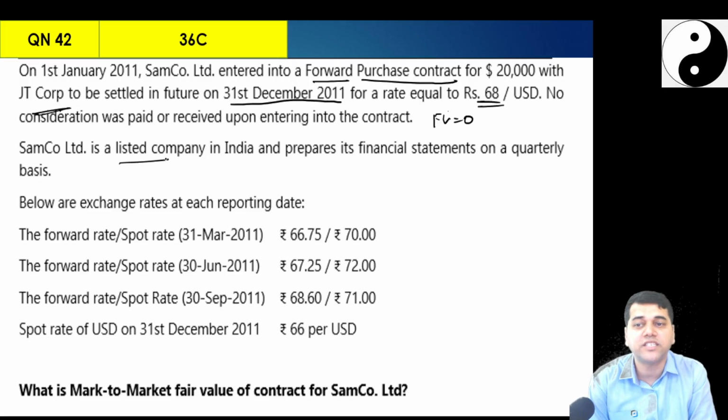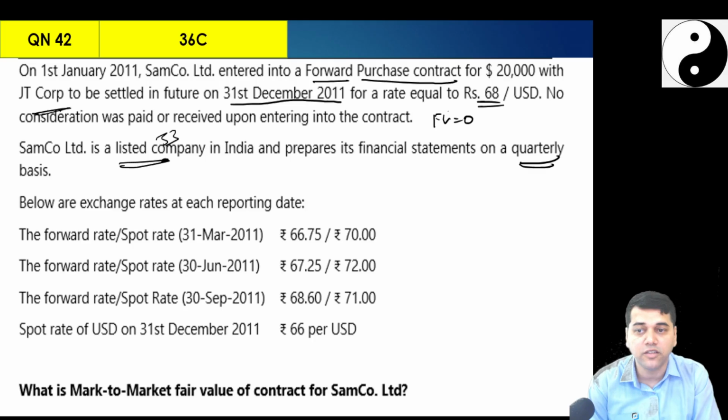Samco Limited is a listed company. What happens? Why is this information important for me? Ind AS 33 becomes applicable. Quarterly financial statements, you are listed. The moment you have to prepare a quarterly financial statement, you have to do MTM, mark to market, and prepare the financials on a quarterly basis.